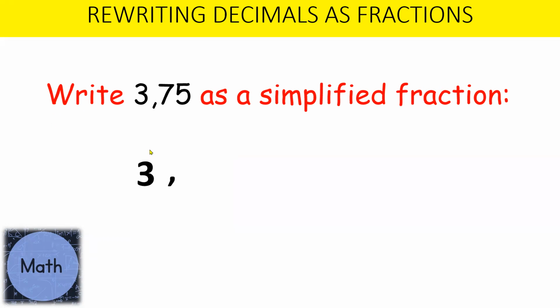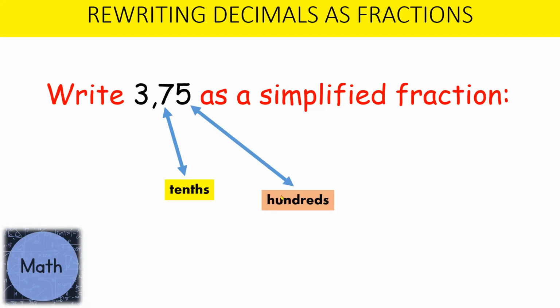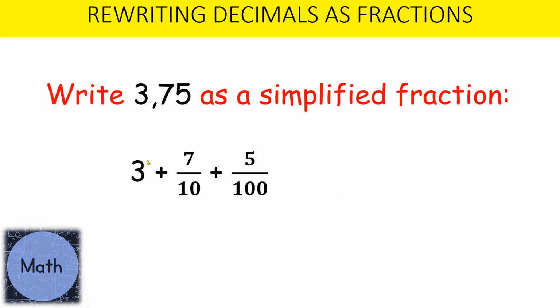So once again, 3 is our whole number. Then we have a comma. The first value behind the comma would be a tenth. The second value would be a hundredth. And the third value would be a thousandth. So this 7 over here behind the comma would be considered a tenth. The 5 would be considered a hundredth. So if we rewrite this decimal, it'll be 3 plus 7/10 plus 5/100.